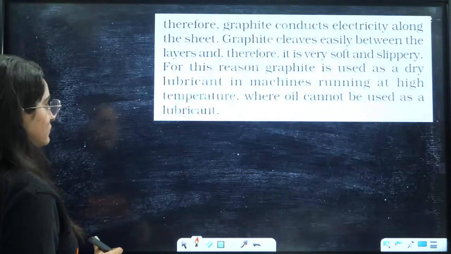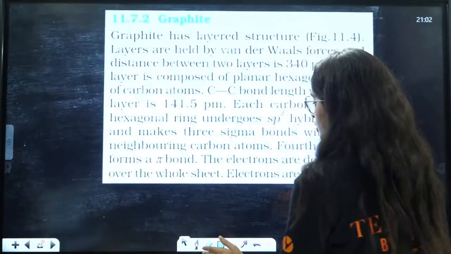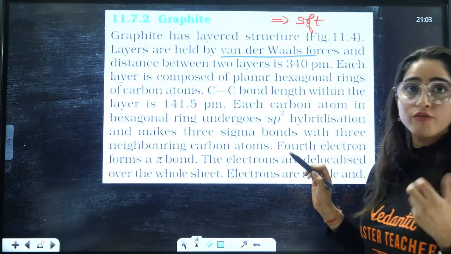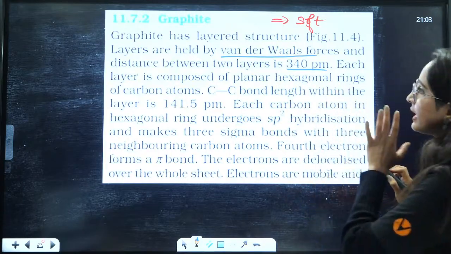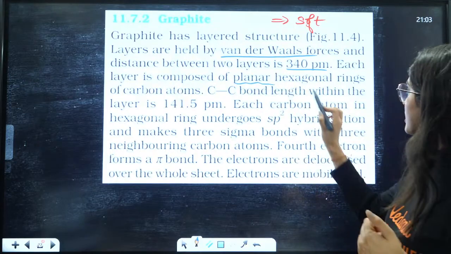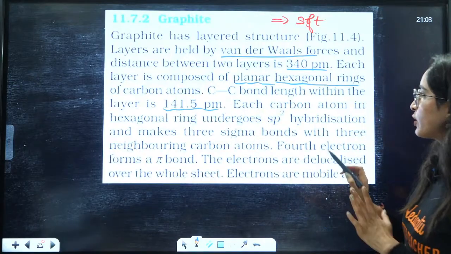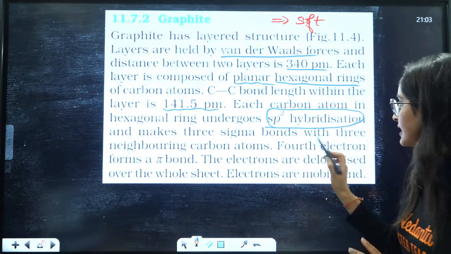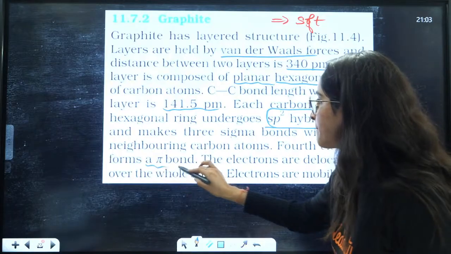Okay, now let us see what they have written in the theory. So graphite has a layered structure. Layers are held by van der Waals forces, which are weak forces, and the distance between two layers is 340 picometer. Each layer is composed of planar hexagons, as I told you. Why planar? Because of the sp2 structure, hexagonal rings with 141.5 picometer bond length. Each carbon atom is sp2 hybridized, with 3 sigma bonds, and the 4th electron forms a pi bond.